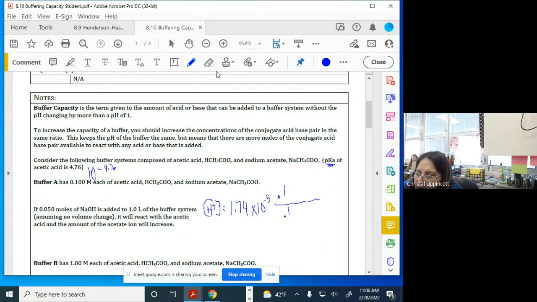So now we're adding 0.05 moles of NaOH. Am I going to add or subtract the top? Subtract the top, and I'm going to add to the bottom. Then I'm going to divide this, multiply by this, and then take the negative log to get my pH value. That's going to end up being 5.24.